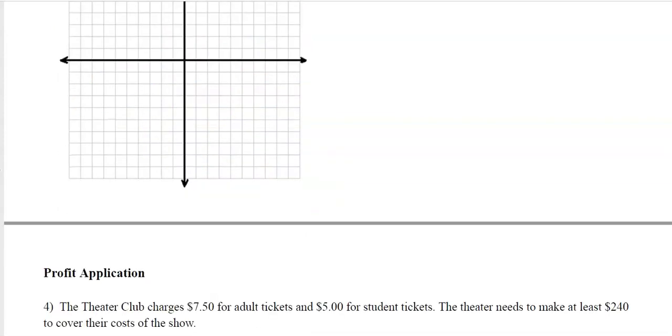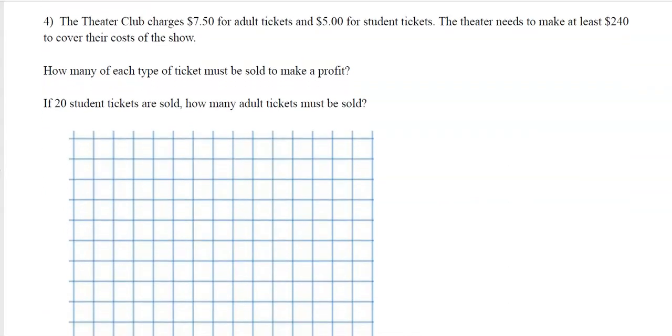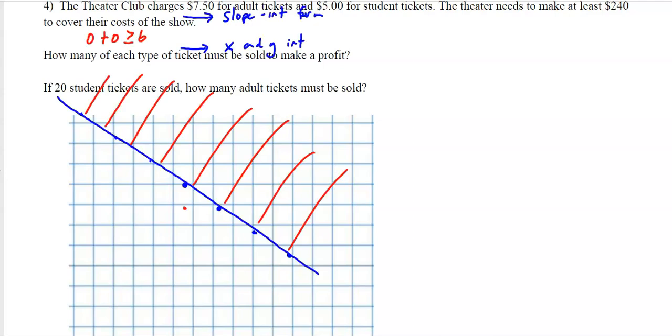All right, what else do we have here? Profit application. The theater club charges $7.50 for adult tickets, $5 for student tickets. The theater needs to make at least. That's a keyword there. At least.